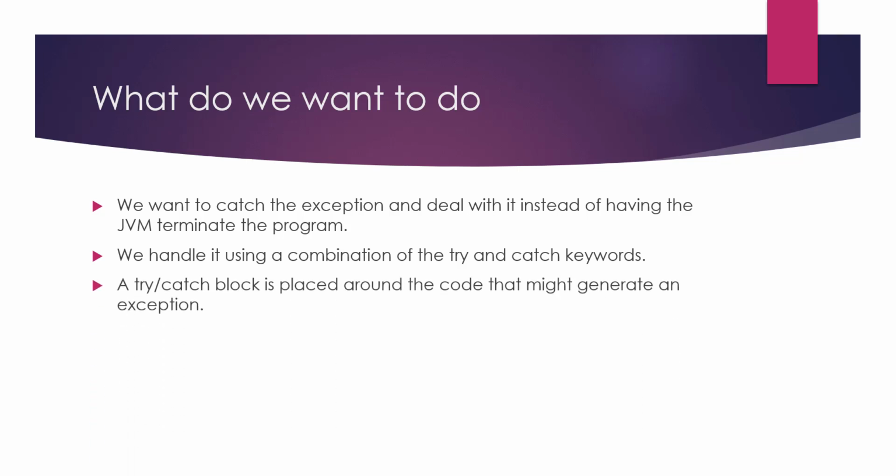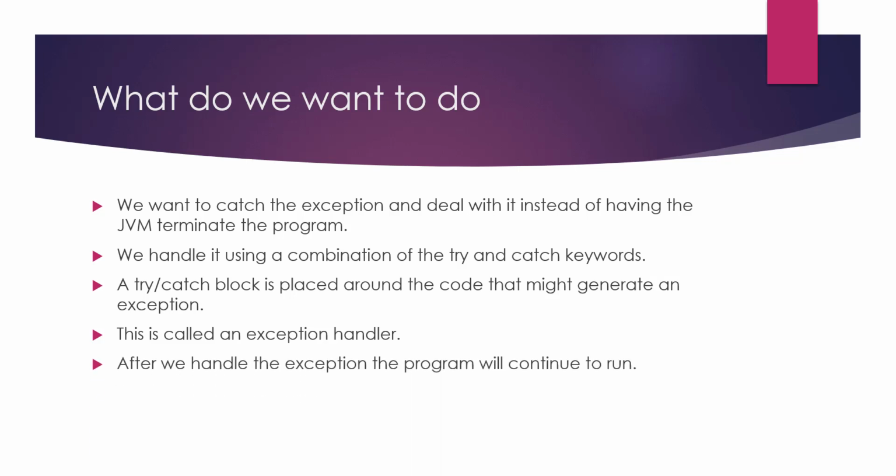We will be surrounding the code that might generate the exception. We try that code. If it throws an exception, in the catch block we will catch that exception and handle it. This is what we call an exception handler. An exception handler is a try-catch block that will try the code and then catch the exception. After you handle that exception, your program will continue to run. So any line of code that is after that exception-generating code will continue to run and will still be performing the next operation in our program.